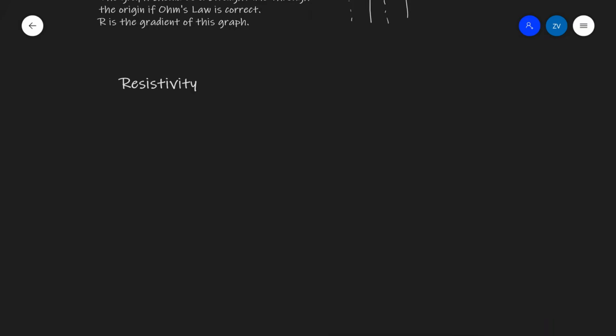Next, let's have a look at resistivity. First off, the resistance of a material is not independent of the shape or length of the material.